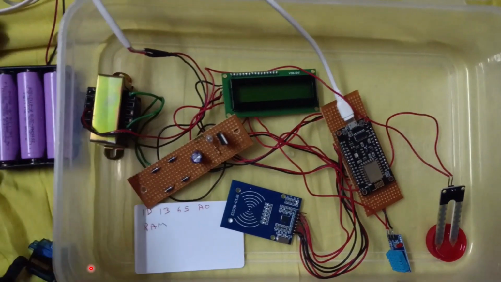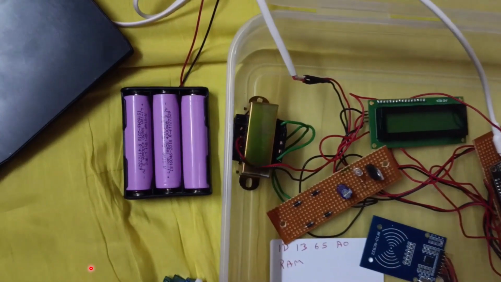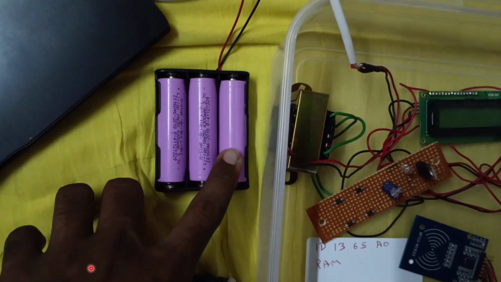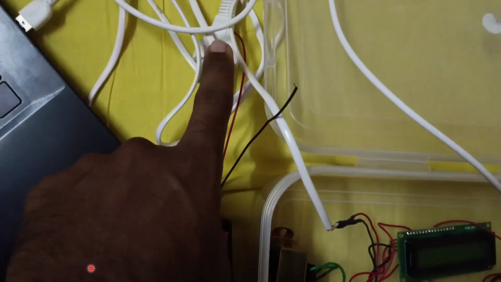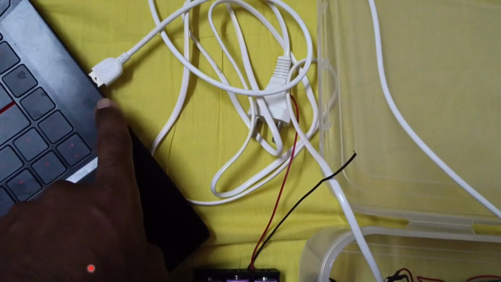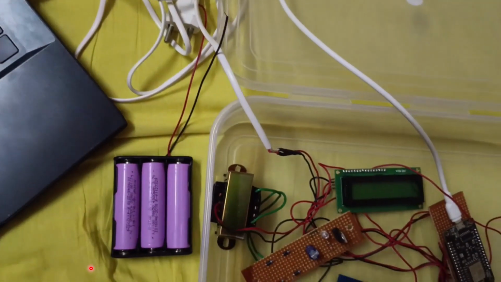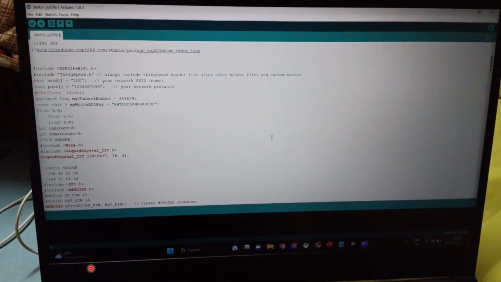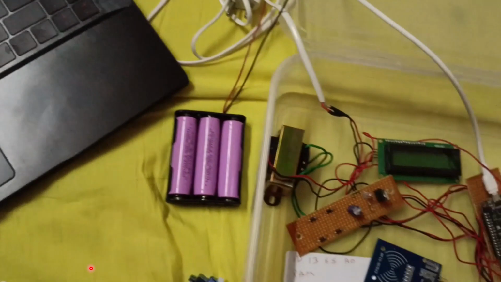This video depicts the sample prototype. This is the 3-cell lithium power bank, and this is the normal power supply. Using both of the power supplies or any one, the project can be operated. This is the Arduino sketch developed for this project exclusively.